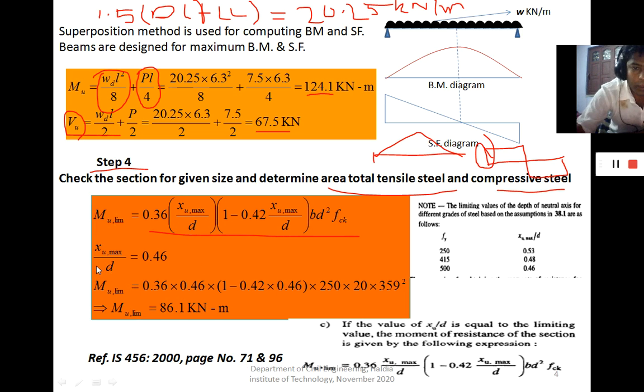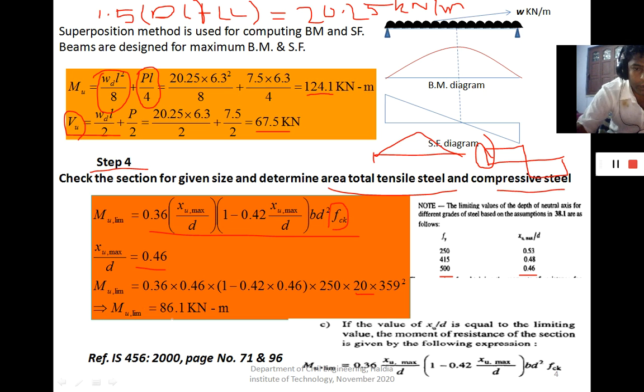Here the xu max by d values are given on page number 71. For different grades of steel, the xu max by d values are given. For Fe500, the value is 0.46. So we consider it 0.46, and we know the grade of concrete is M20. The characteristic strength is 20. So all these things are known. B is known, D we have already computed.